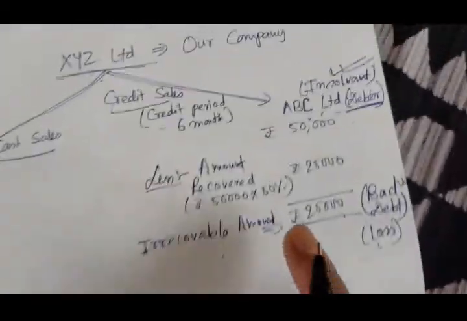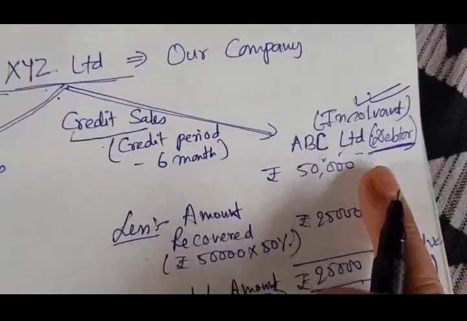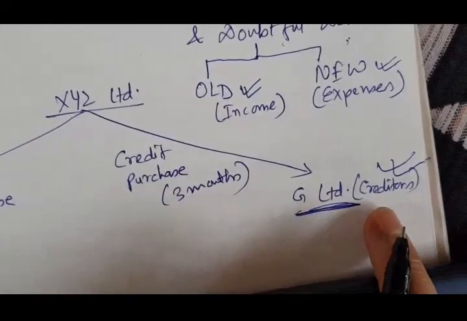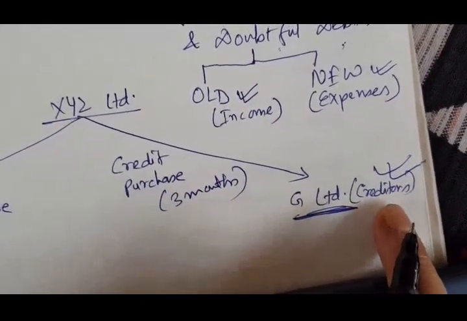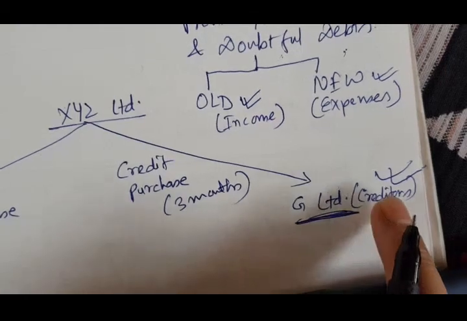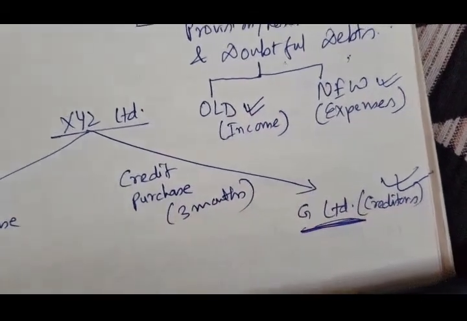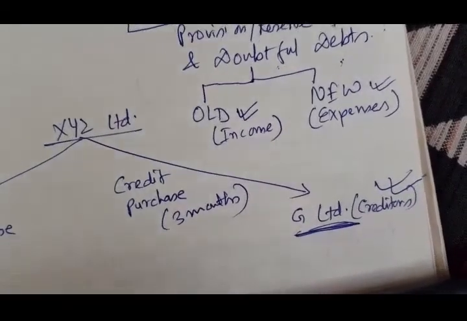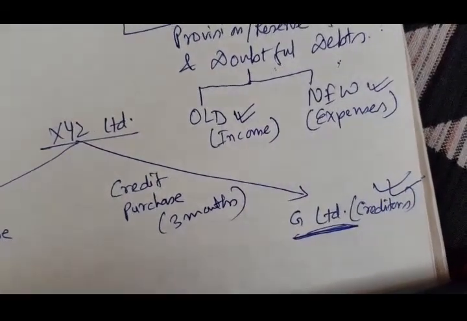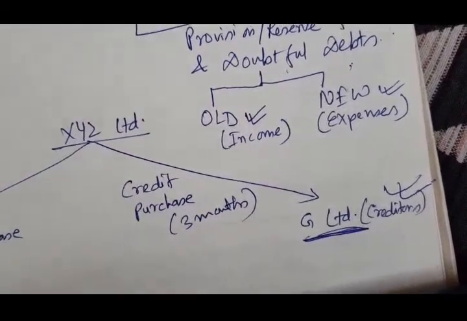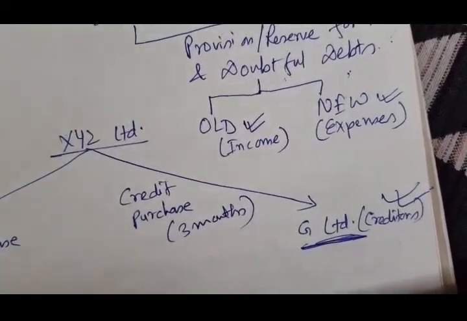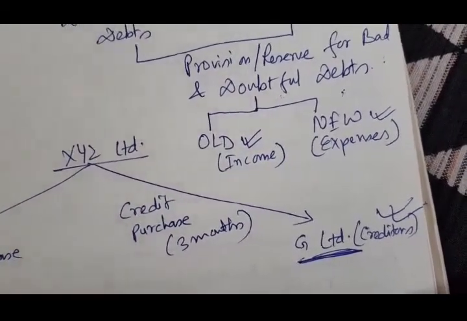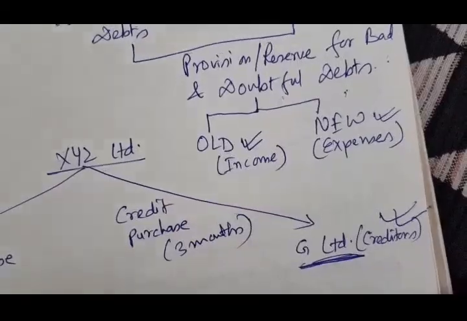Okay, so debtor means the person to whom we have done the credit sale, and creditor is the person from whom we have made the credit purchase. So creditors are a liability and debtors are our company's asset. Always remember, because from debtors the company will receive money, and to creditors the company will pay money in future. Understood? That's why creditors are always a liability, because we have to pay money to them.